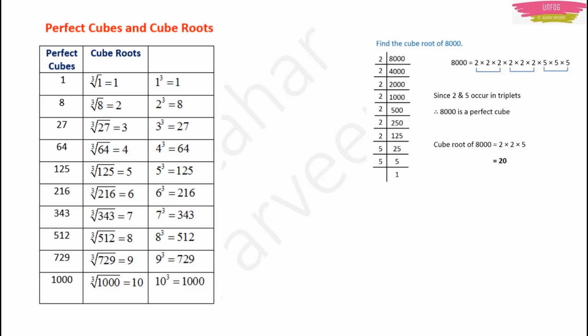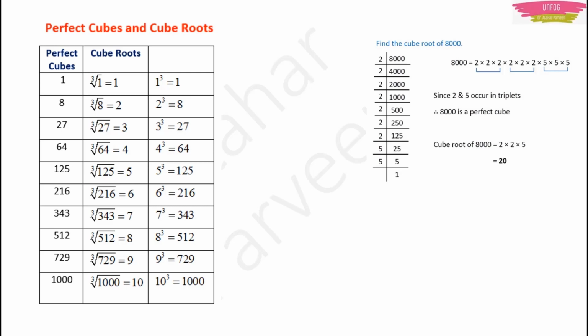So I am taking 8000. Now start doing LCM with 2, the even number, the smallest number. Then again go on doing till you get an odd number. Once you get an odd number, try with 3. It is not divisible by 3, right? 125 is not divisible by 3. So start with 5. Okay.